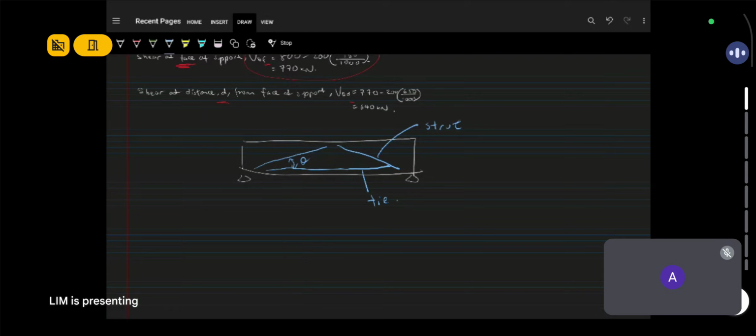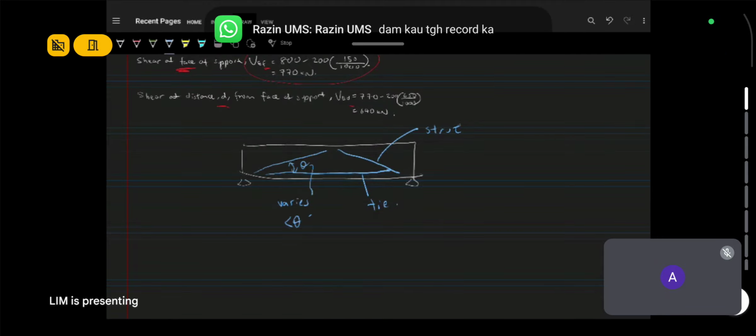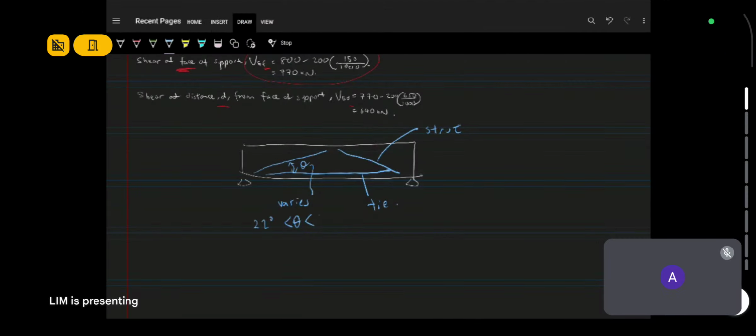Now, exactly what that angle is, no one knows. Yeah, we know there's an angle between your strut and your tie. Exactly what that angle is, we have to guess. We have to start with a guess. Now this angle varies between 22 degrees, minimum. So minimum, it can be 22 degrees. Maximum, it can be up to 45 degrees.